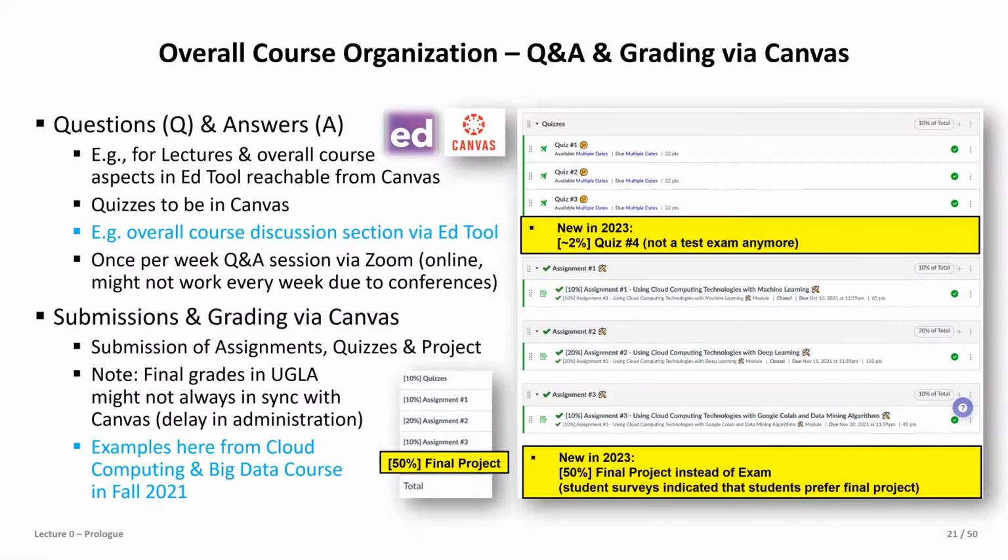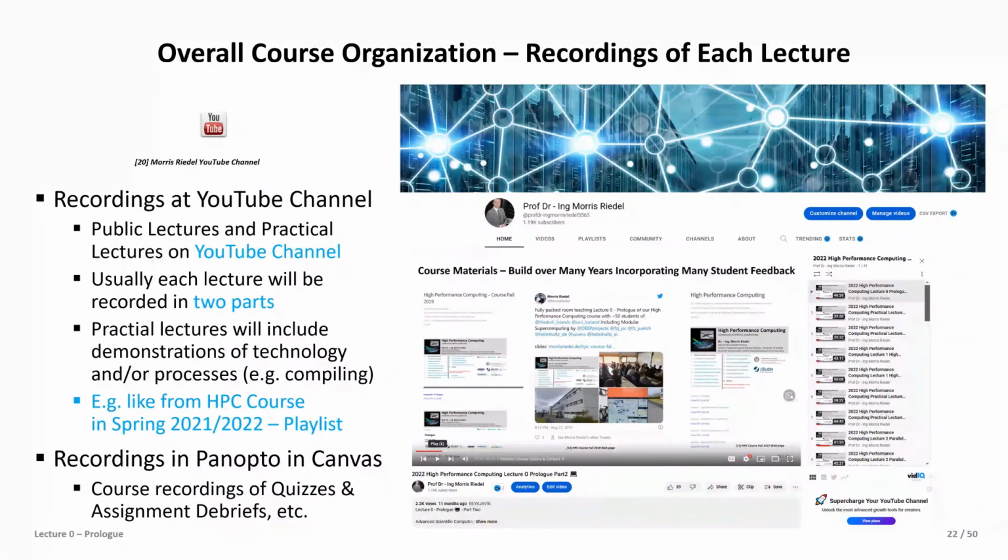I modified this a little bit here so that you see there's now a quiz 4, which is not anymore a test exam, but basically also a normal quiz. And what's definitively changed here is that the exam is not present anymore, but we have this final project that we will hand out very early, of course, so that you have time to do that. And the rest you already know, or we can tackle in question and answers.